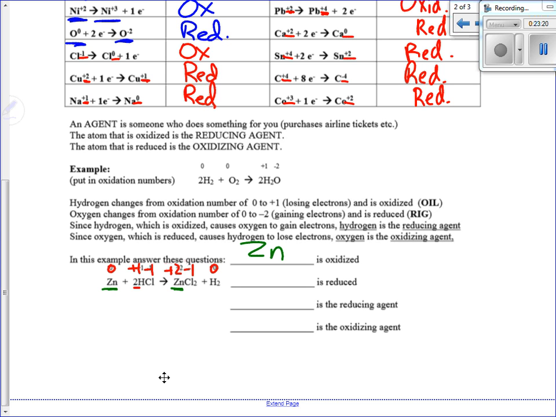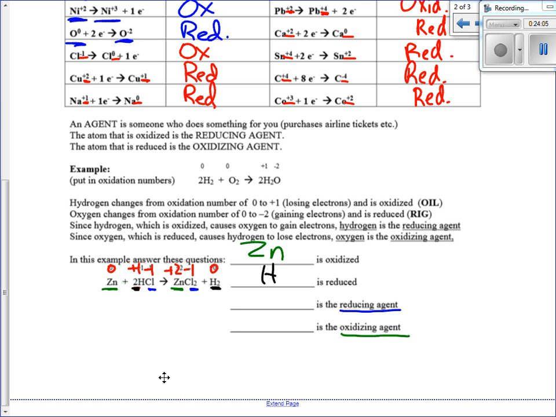Now if I'm looking here, I have hydrogen and I have chlorine. The chlorines, though, guess what? They're staying the same, so they're not really participating in the redox reaction. Okay? But if we look at the hydrogen, it's a +1 going to 0. So +1 going to 0 is being what? Reduced. So we put the H here. Now, we need to identify our agents. We have a reducing agent, and we have an oxidizing agent. Now, this is how the agents work. It's going to sound a little backwards, but please pay attention.